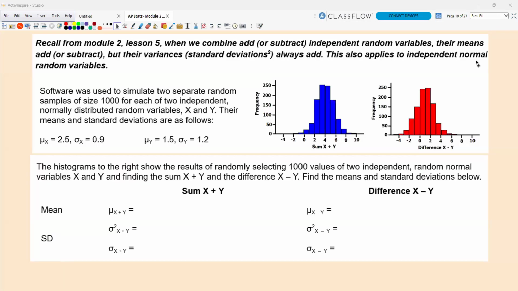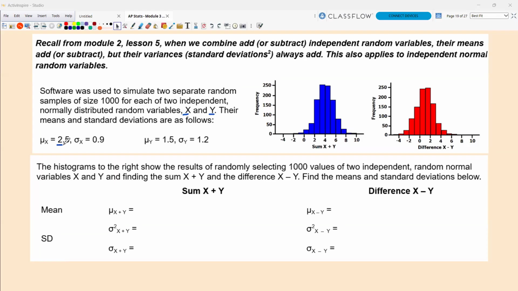What happens when we combine two random variables? Well, just like with probability, with normal distributions, you're going to have the same properties. When you add two random variables together, you add their means. When you subtract them, you subtract your means. Look at these simulations over here. We have two separate random variables, and you can look at their combined distribution when you add them together.